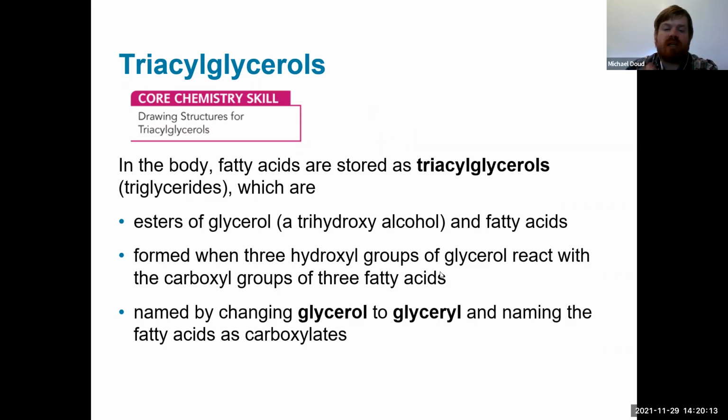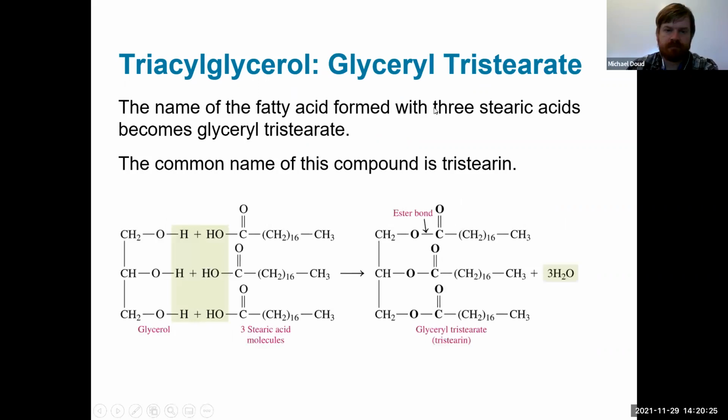The way that we actually name it is you take glycerol as a molecule, you name it glycerol, and then name the fatty acids as the carboxylate salts. So take the ic acid ending and change it to an ATE ending. For example, glycerol here, this is another way to draw it. This is the condensed structural formula. You can form a triple ester, or a triester, with 3 stearic acid molecules. This happens in our body all the time.